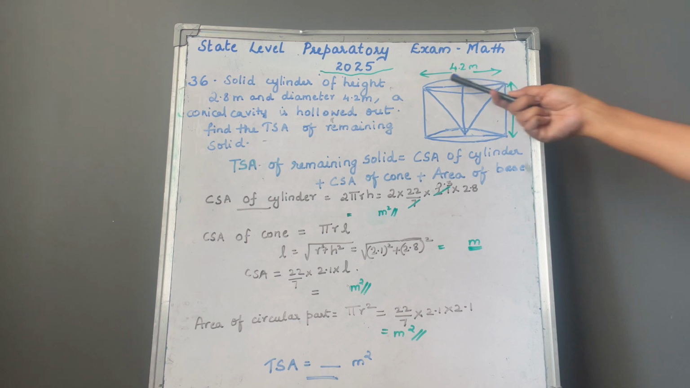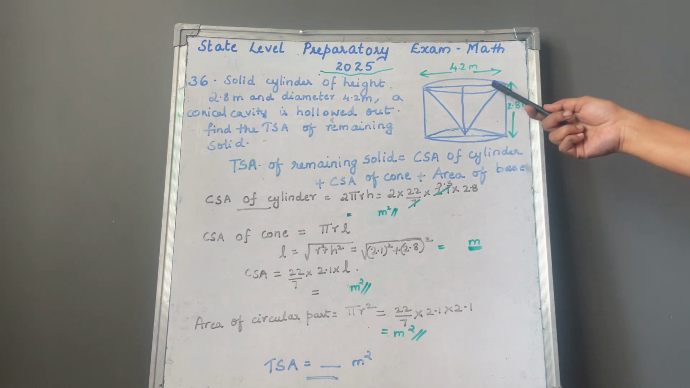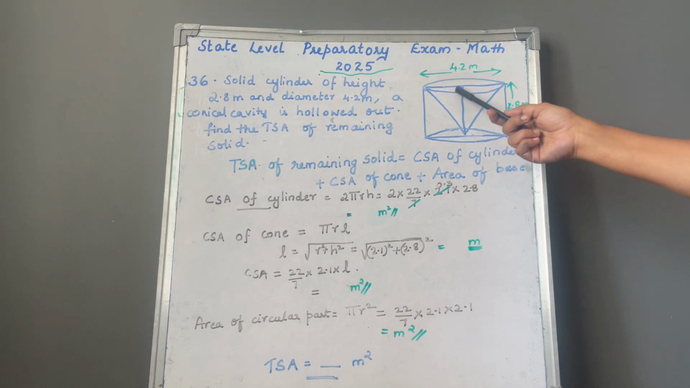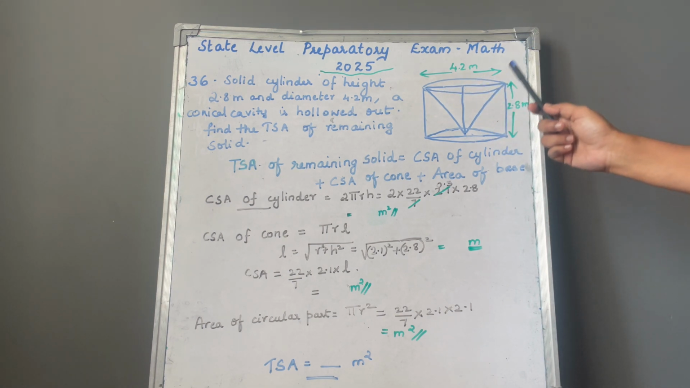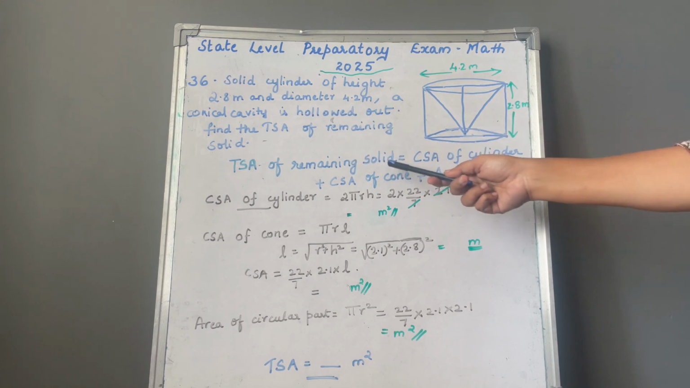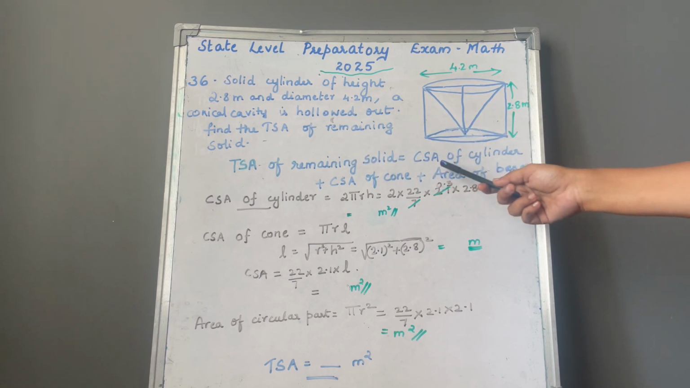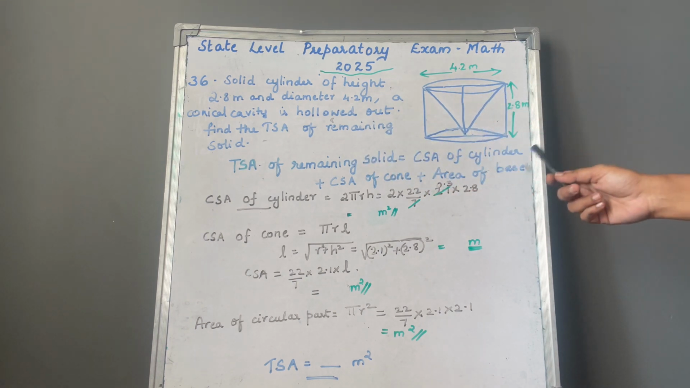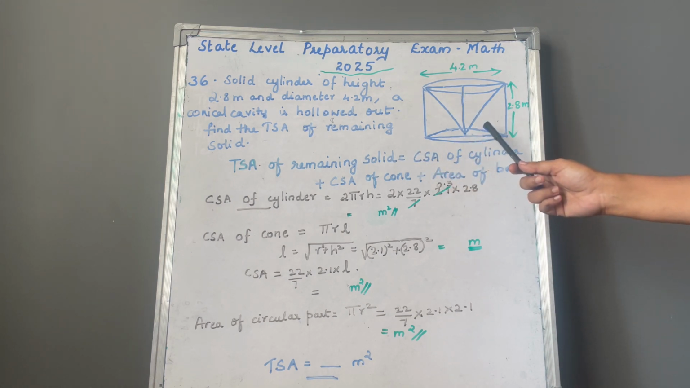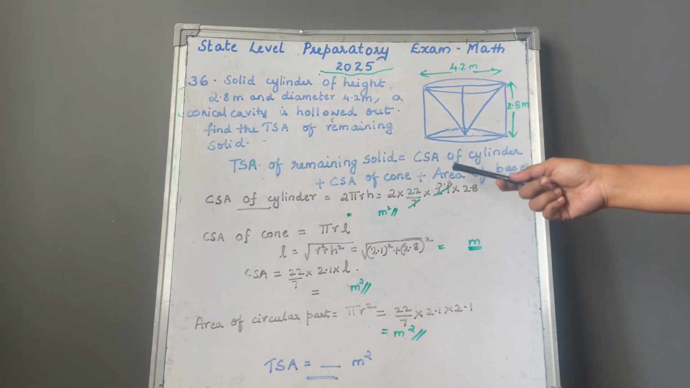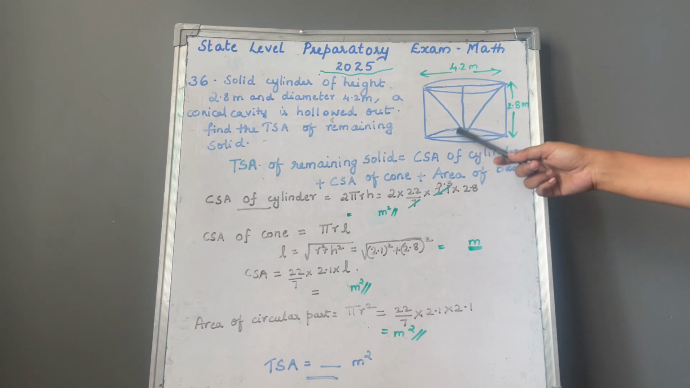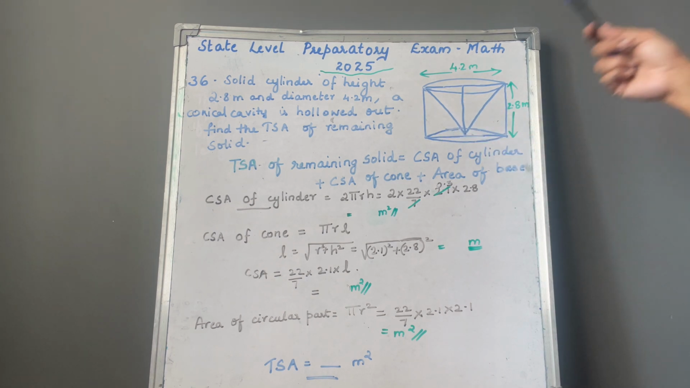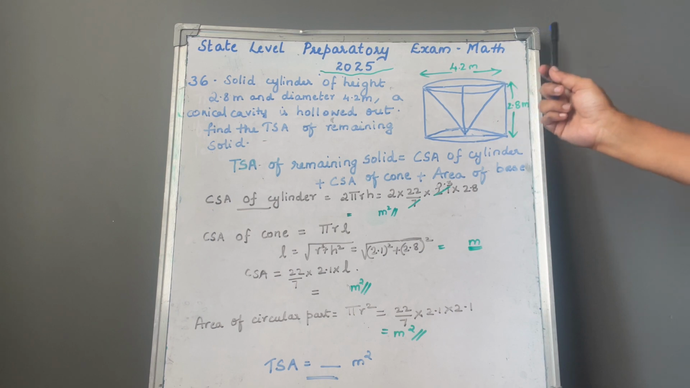So here, after hollowing out the conical cavity, this base will not be there. So to find the surface area of the remaining solid, we have to take the CSA of the cylinder plus the CSA of the cone plus the area of any one circular part, because the other circular part will be hollowed out.